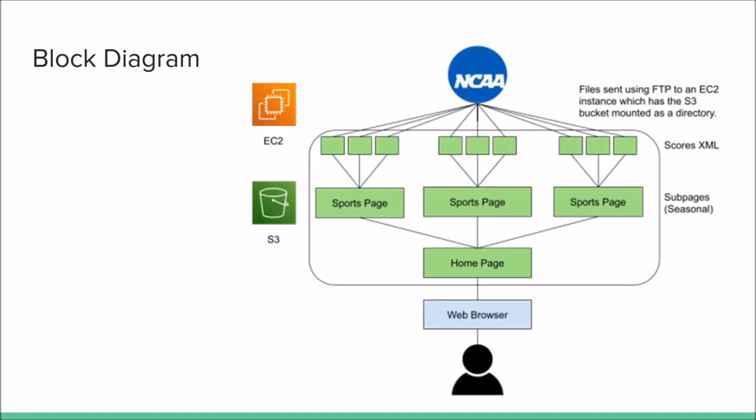So here's the diagram that I referred to earlier. The NCAA at the top there generates the files and they get sent to an EC2 instance through FTP. Mounted on that EC2 instance is an S3 bucket where the actual website is housed and running. So once they get sent to that EC2 instance, they're immediately also put in the S3 bucket. And the XML files are then read through JavaScript on each of the individual sports pages. Those sports pages are accessed through a central homepage, as I mentioned earlier, which can of course be reached through any web browser.